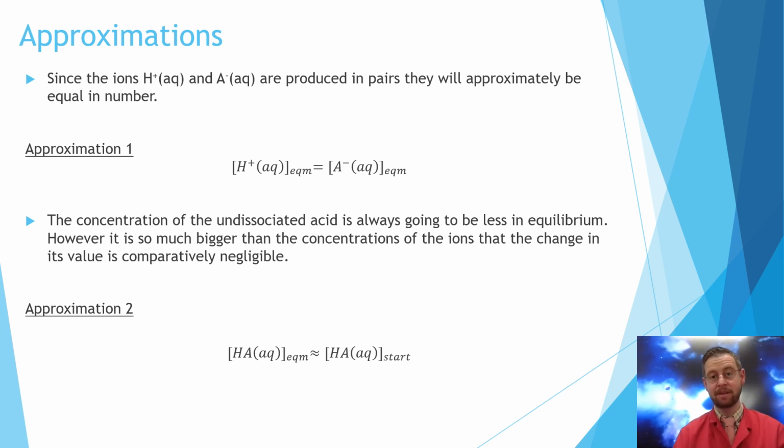Compared to the size of the number, its change is very tiny. It means that we can approximate that the concentration of the acid at equilibrium was pretty much the same as the concentration of the acid to start with. Now, these two approximations are going to find their limits. We're going to find places where they are no longer valid, but for now, we're going to apply them and see how this simplifies our calculations to find the pH of the weak acid.